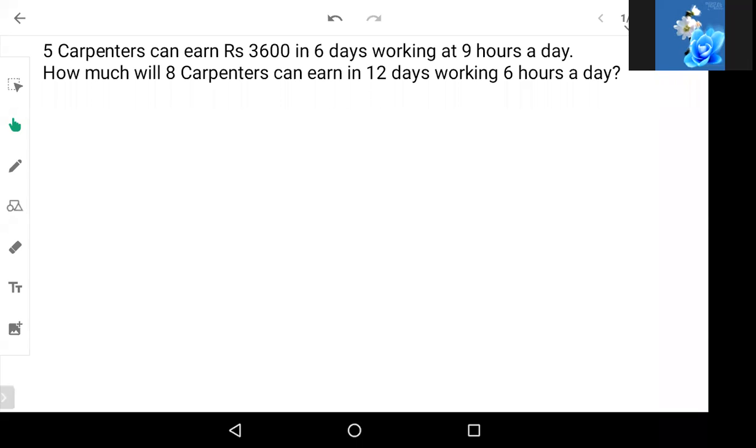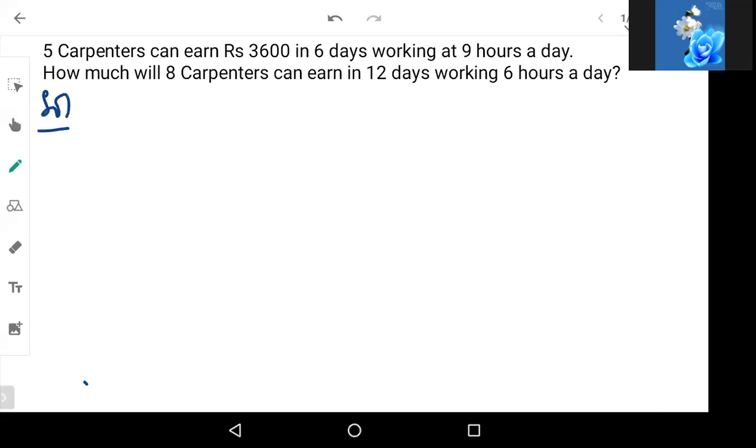So if they are getting salary on a daily basis, then with the number of days being increased, they will also be able to get more salary, because they are paid on a daily basis. So this problem is also under direct proportion. Very good. This problem is also under direct proportion. So let us start.